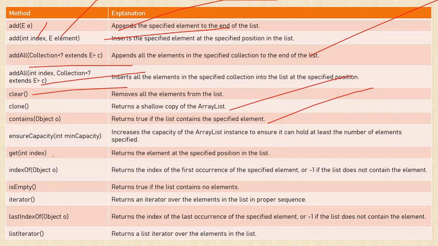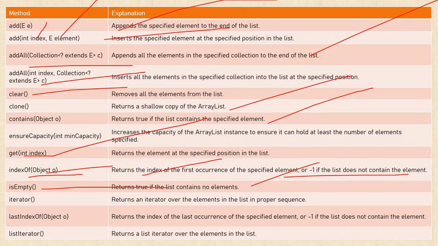Get we use to fetch the data depending upon the index. Then indexOf returns the index of the object; if it is not present then it will return -1. isEmpty, if the list is empty then it will return true. Iterator, we use to iterate; we'll see it in the coding part. Then lastIndexOf, so we can find out the last index of your object. ListIterator, we use to iterate the list.